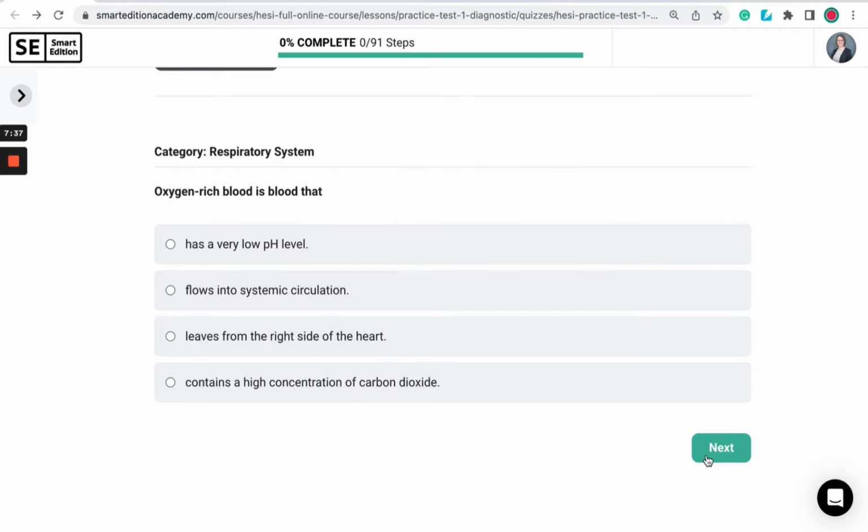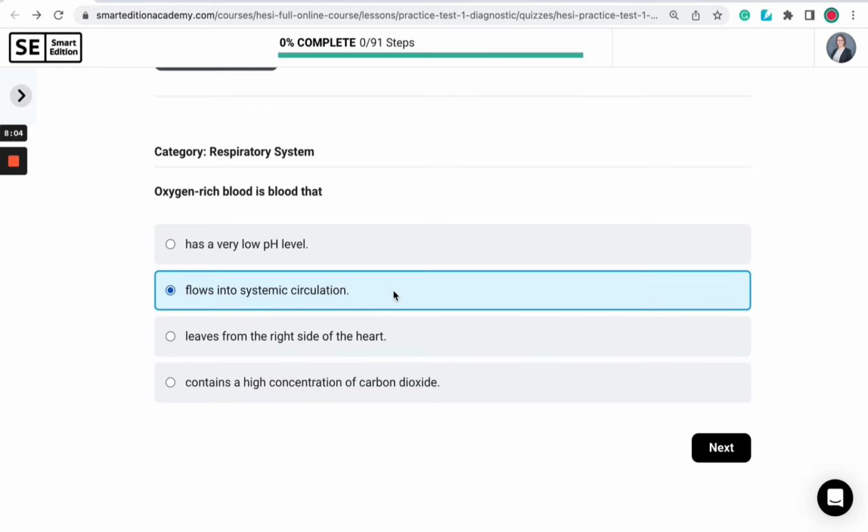So oxygen-rich blood is blood that has a very low pH level, flows into systemic circulation, leaves from the right side of the heart, or contains a high concentration of carbon dioxide. So the correct answer is flows into systemic circulation.